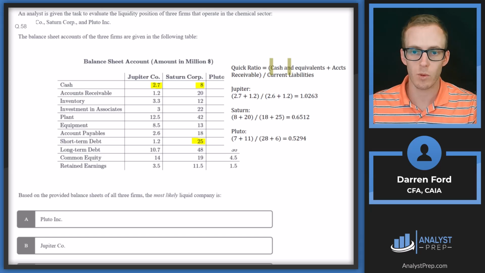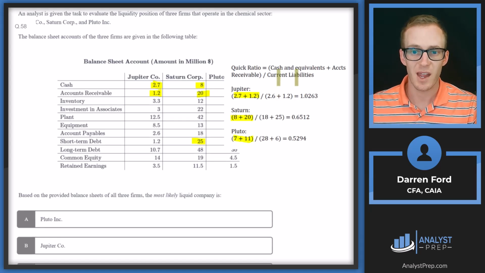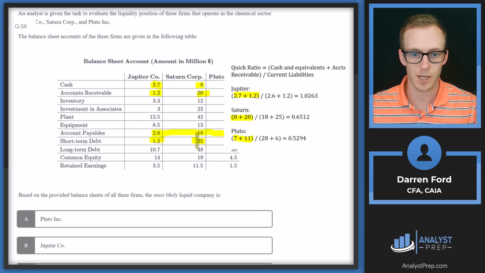So for our quick ratio, we'll do cash plus equivalents, and then we'll also add in accounts receivable, and then we're going to divide by current liabilities. So cash plus equivalents plus accounts receivable for each of these, it's going to be these first two line items. So that's going to be in our numerator for each of these three company calculations. And then current liabilities, we're going to be adding in accounts payable plus short-term debt. So that'll be these two rows here. That's going to show up in our denominator for each of these.